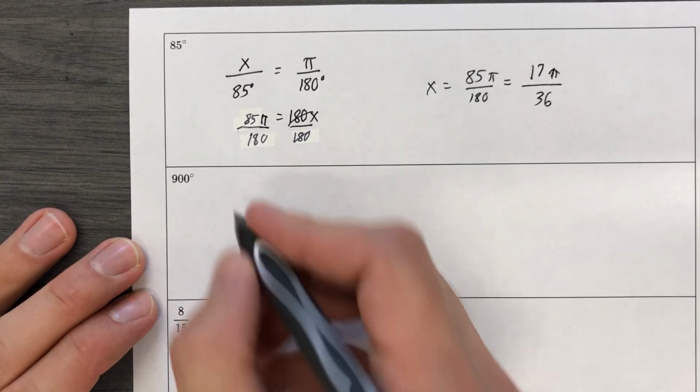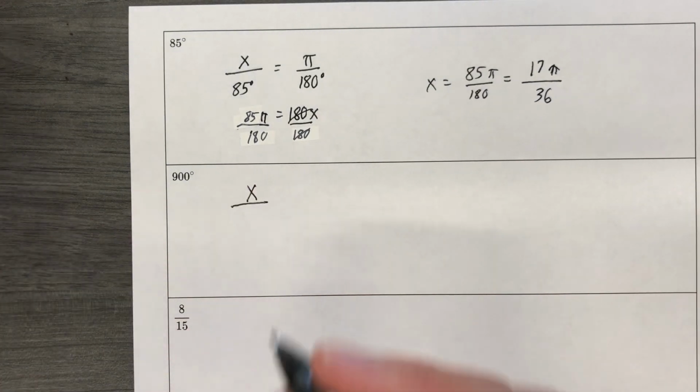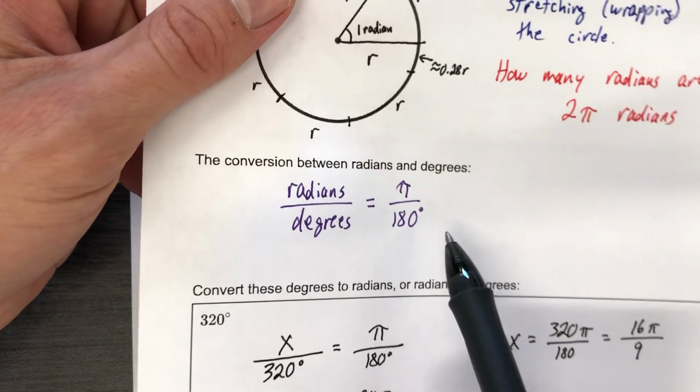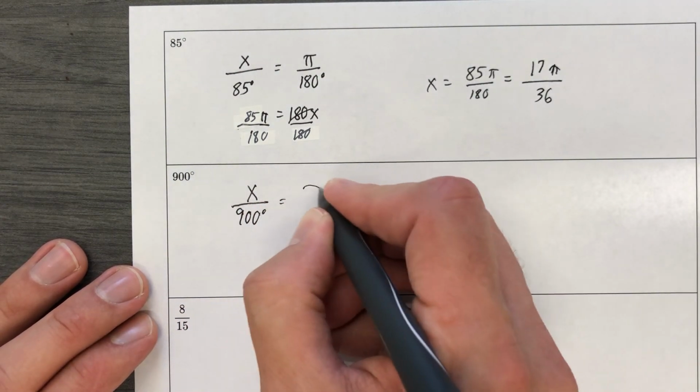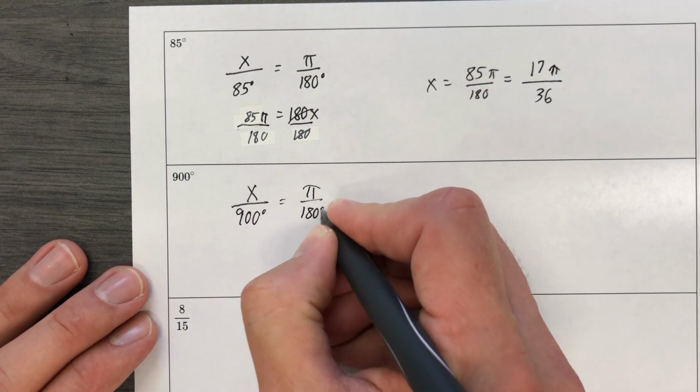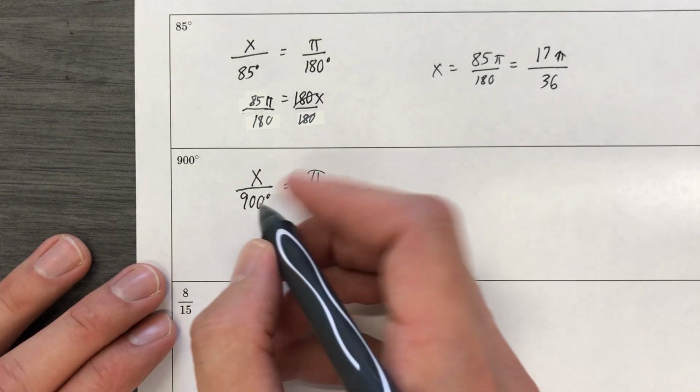All right, clearly degrees, we're looking for radians. Radians over degrees equals pi over 180. Radians over degrees equals pi over 180. Oh no, I think my ink pen's running out of ink. You know what that means?